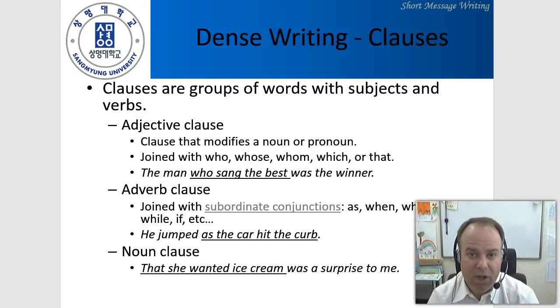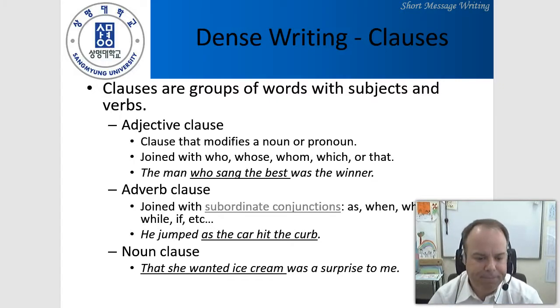And then you have a noun clause, and the noun clause, of course, is just a clause that actually takes the role of a noun. That she wanted ice cream was a surprise to me. So it was a surprise to me. So that whole clause could be replaced with it. That she wanted ice cream was a surprise to me.